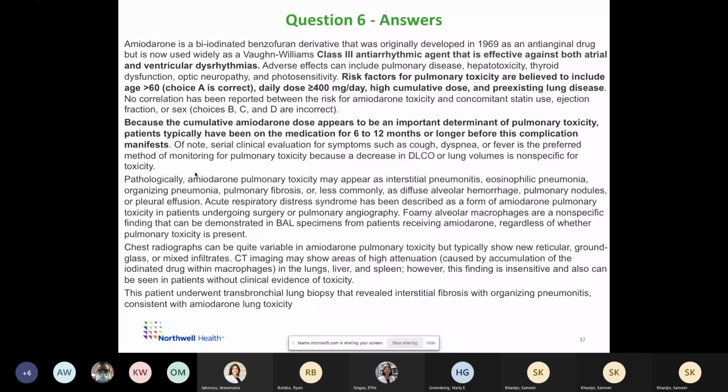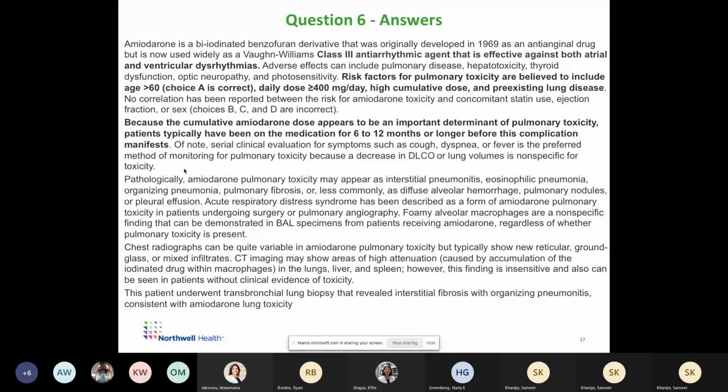Because the cumulative amiodarone dose appears to be an important determinant of toxicity, patients who have been on the medication for longer than 6 to 12 months should get pulmonary function tested, and this is the time frame where you'll probably see some complications or symptoms start to manifest. They say a little bit later that pathologically amiodarone toxicity may appear as interstitial pneumonitis, eosinophilic pneumonia, organizing pneumonia, pulmonary fibrosis, or less commonly as diffuse alveolar hemorrhage, pulmonary nodules, or pleural effusions.